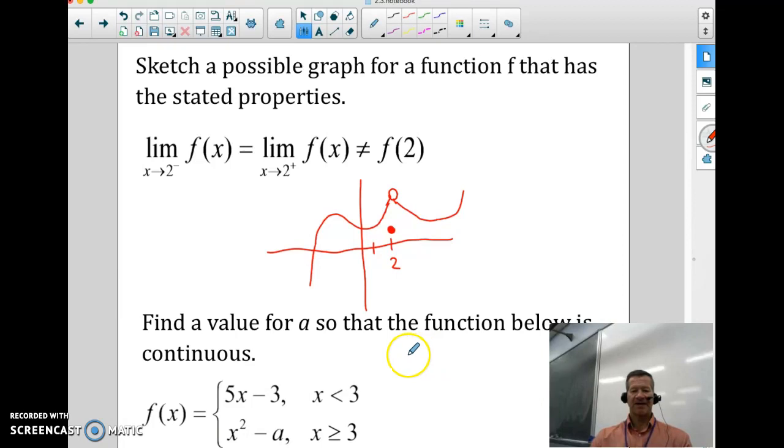Now, your graph might have different curvature. You might have just got really boring because you're not as exciting as me, and you might have drawn a line here going both ways. That's fine too. The limit exists as you approach 2 from the left and right, but f of 2 is different, okay? So however you choose to draw it is great. It just has to have a removable discontinuity at 2 with a point elsewhere. The shape of it is unimportant.